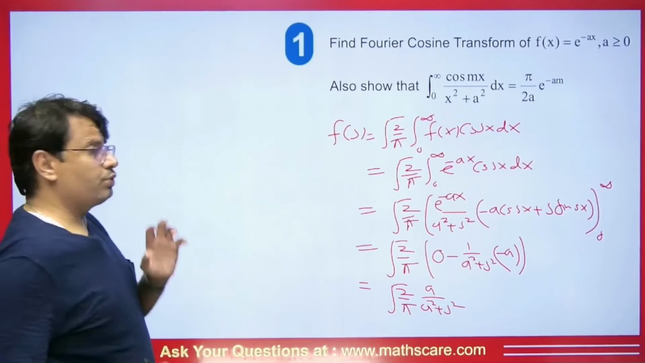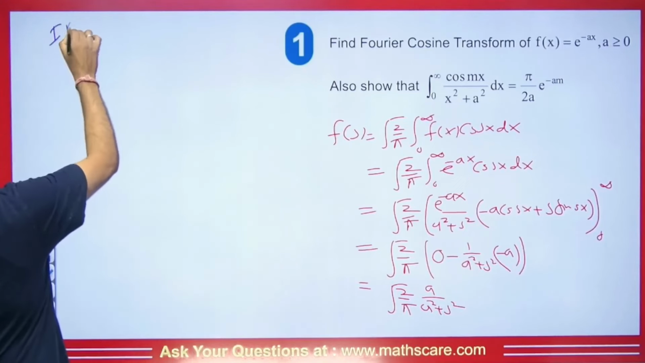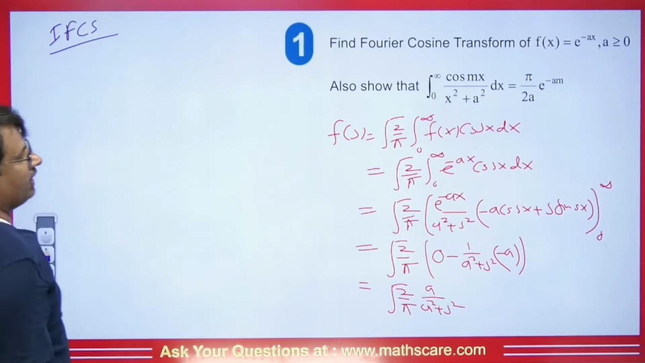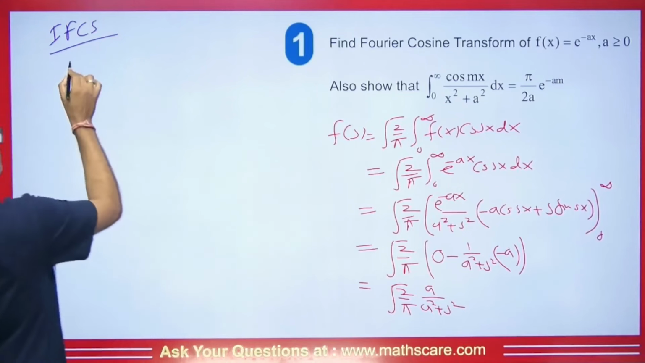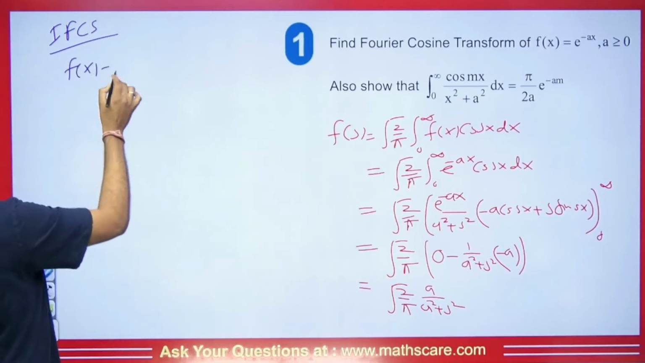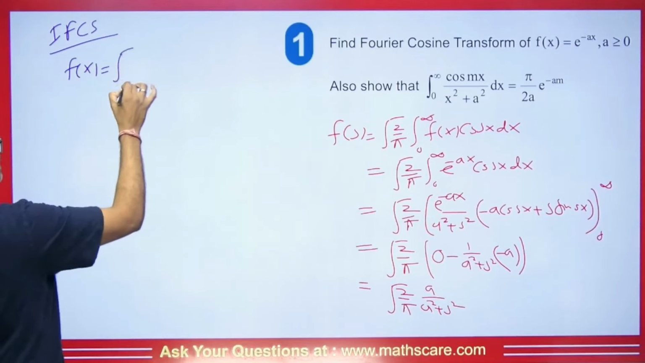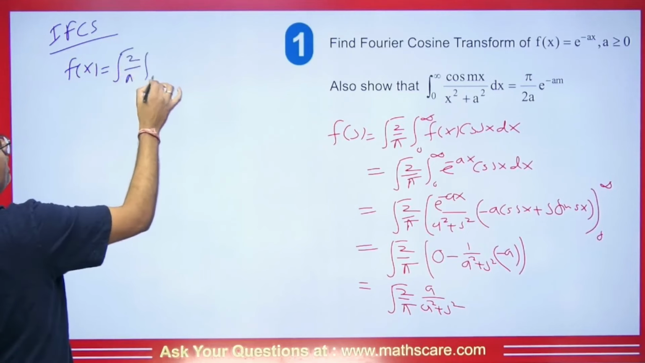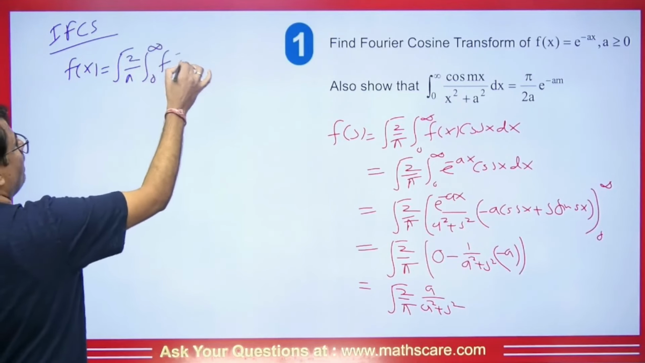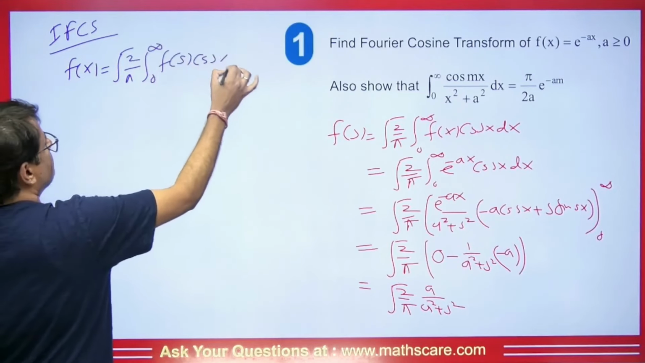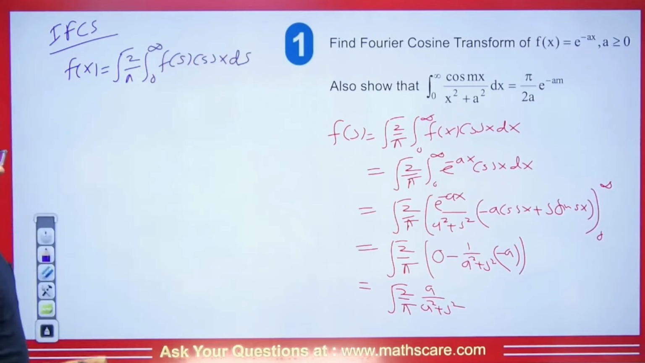Now we will use the inverse Fourier cosine transform. In order to prove this, in this inverse Fourier cosine transform, this f(x) is taken out, and this F(s) will go inside, then this will be 2 by pi, from 0 to infinity. This will be F(s), cos sx and ds. This is what you need to pay attention to.